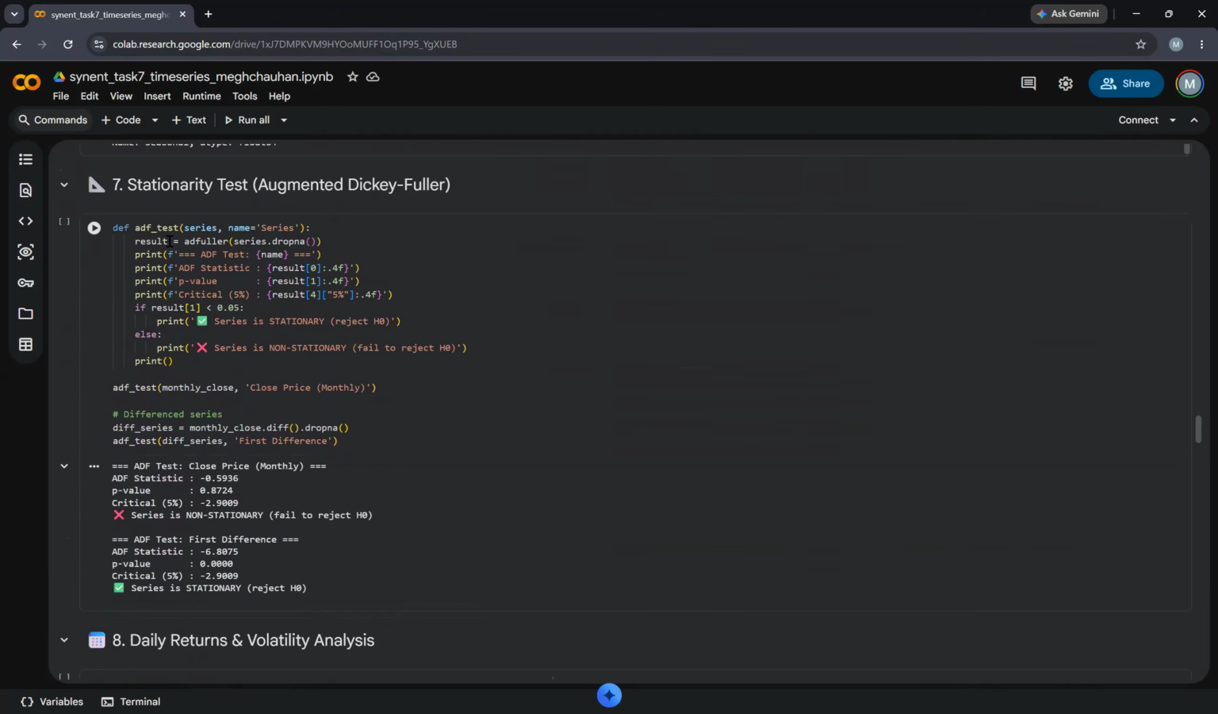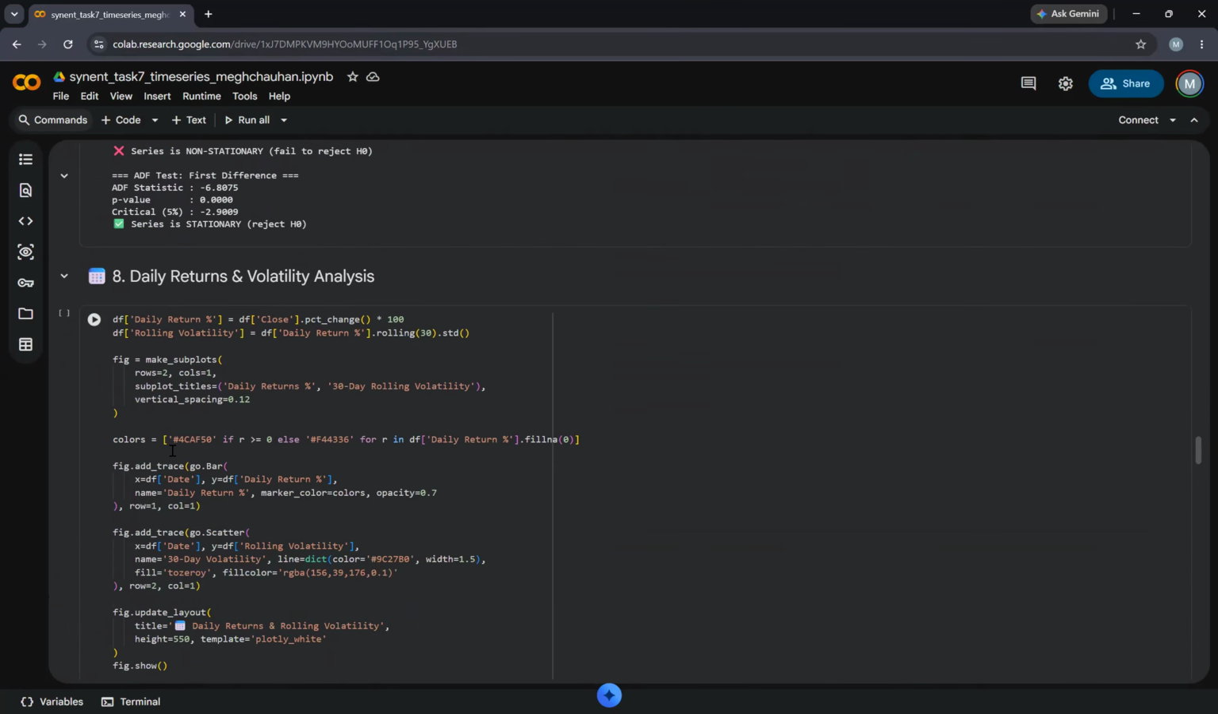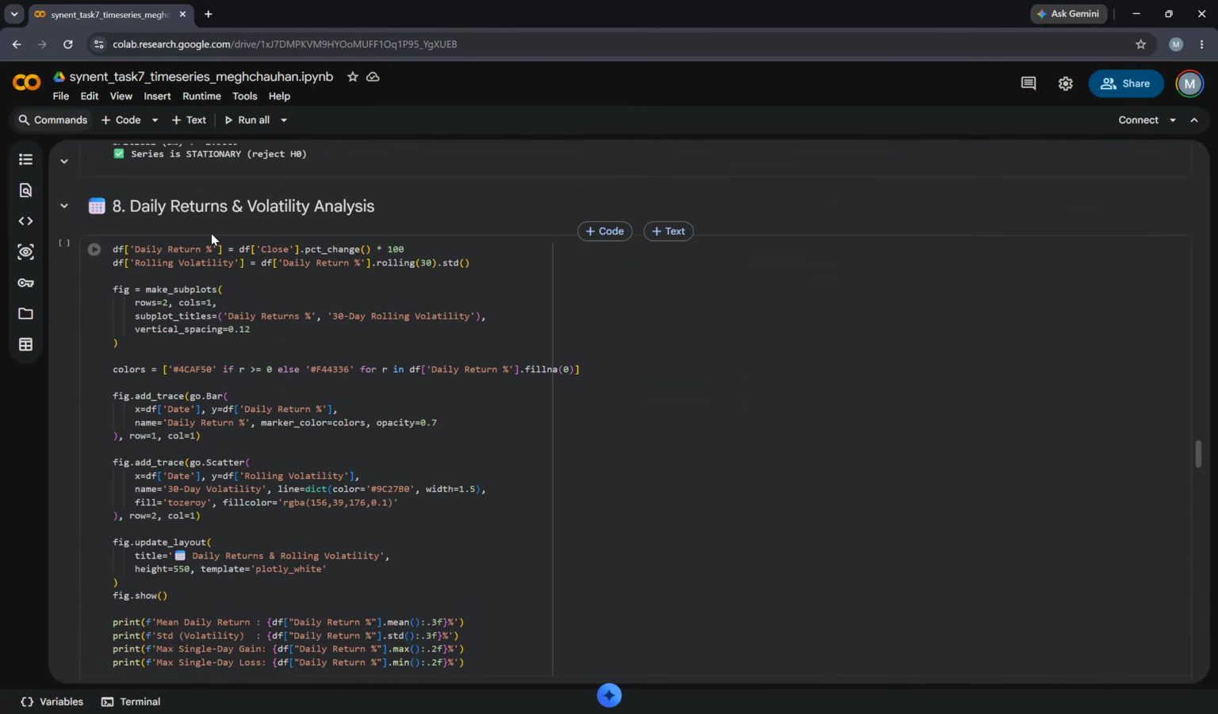Then we perform the stationarity test, which is utilized via the augmented Dickey-Fuller. This is the ADF test. This is the differenced series, and here is the numerical data that we receive. Now we move on to daily return and volatility analysis.